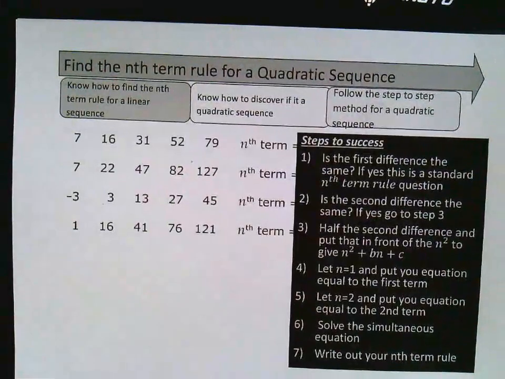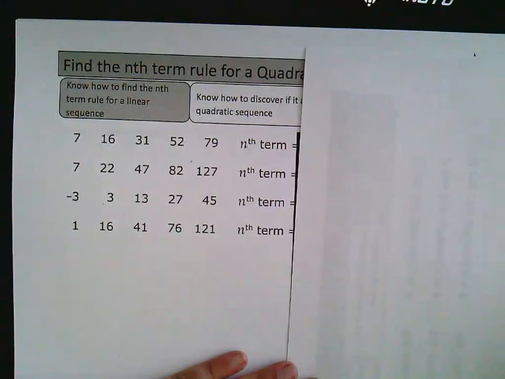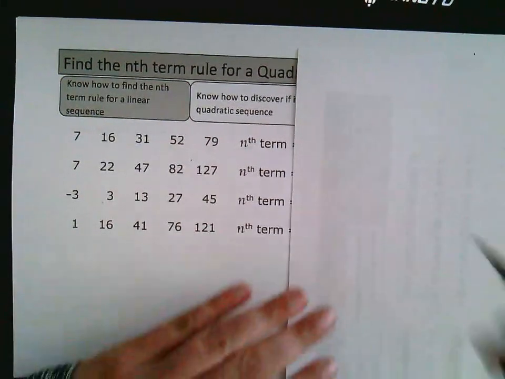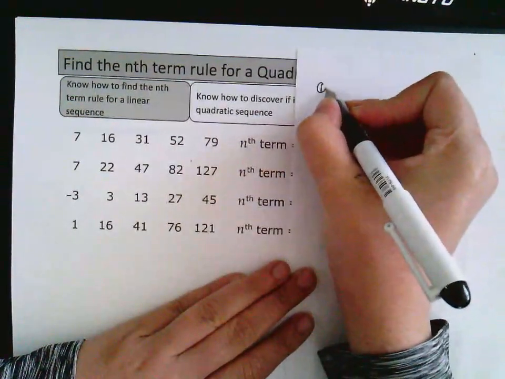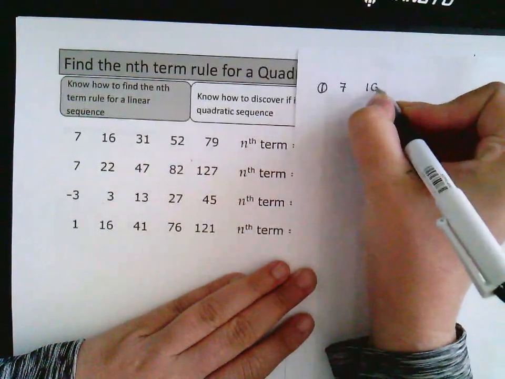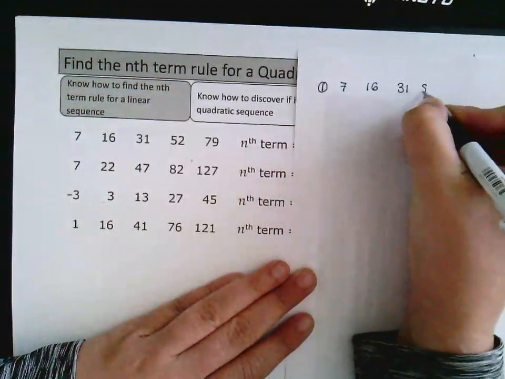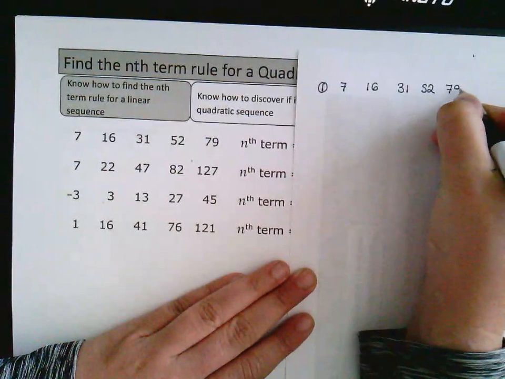Here are 4 for you to have a go at. So pause the video here and please answer these 4. Let's go through the answers. First one, 7, 16, 31, 52, 79.